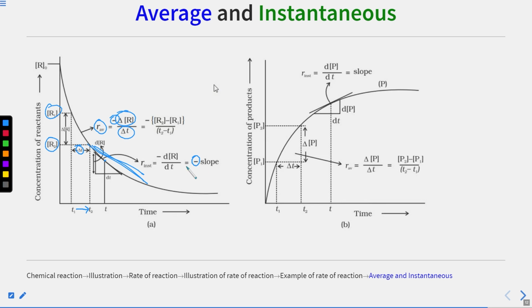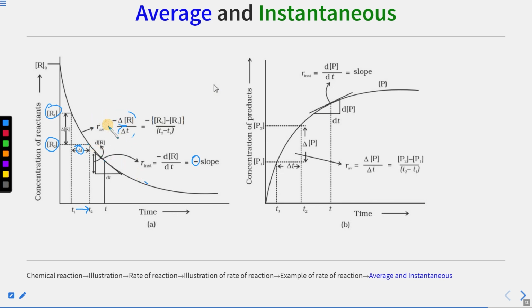We put a negative sign against the slope. Now one more thing is to be noticed here. What is it? The rate of reaction is decreasing with respect to time, or the disappearance of the reactant is decreasing with time. How is it so? How can you observe it?